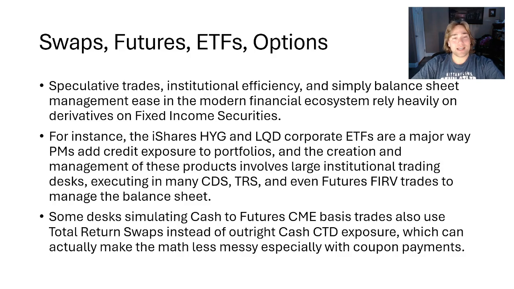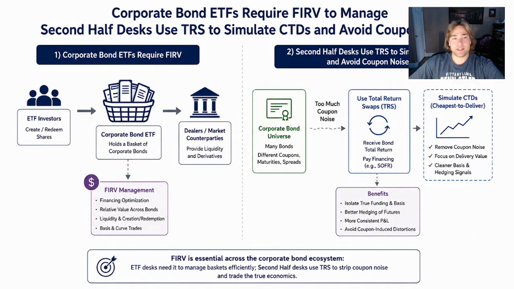And some desks, even for delivery simulations, will use total return swaps of the cheapest to deliver and match that with its treasury future. This allows the noise of coupon delivery to minimize a bit, and you have almost like a simulated total return index, which is really helpful for basis traders. And I'm just showing the two parts right here.